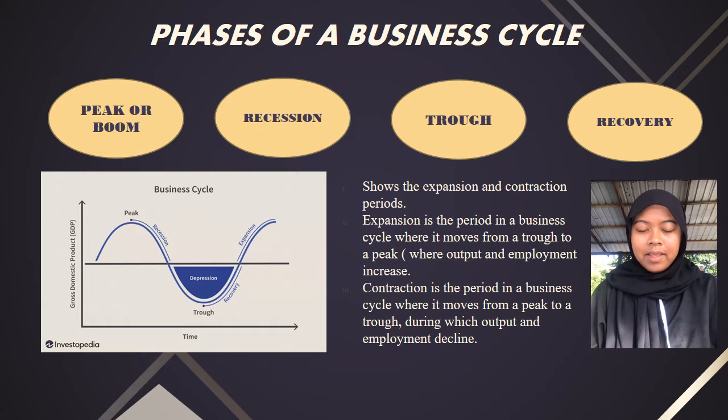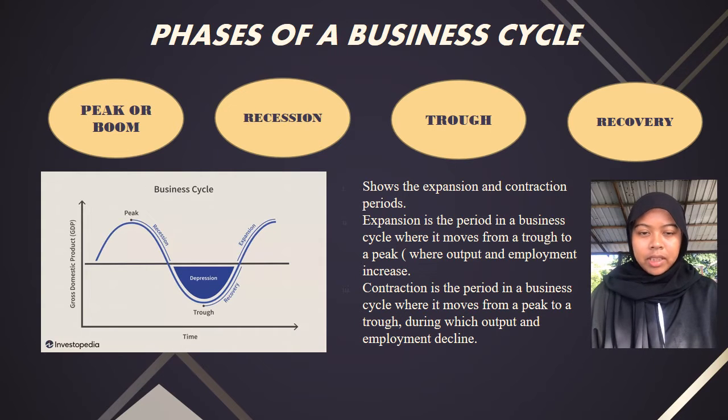Phases of a business cycle. A business cycle has four phases. First, peak or boom. Second, recession. Third, trough, and fourth, recovery. This graph shows the expansion and contraction periods.